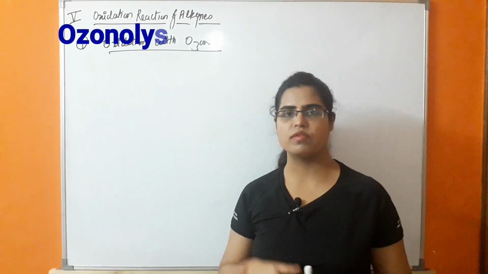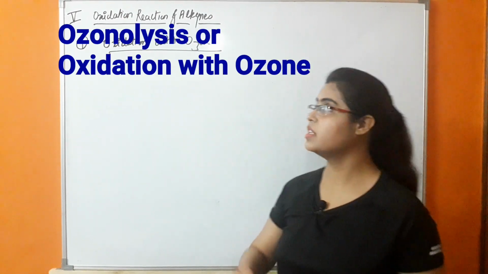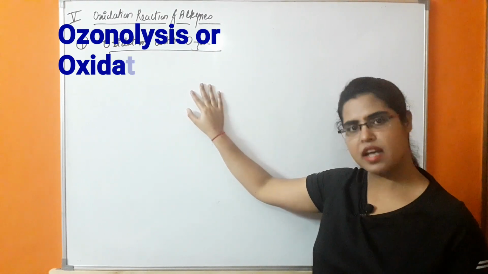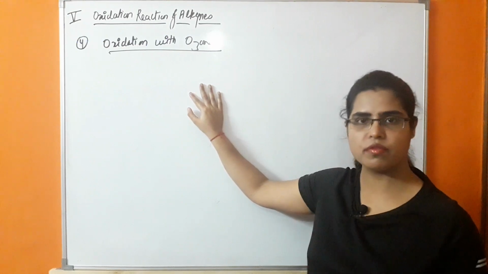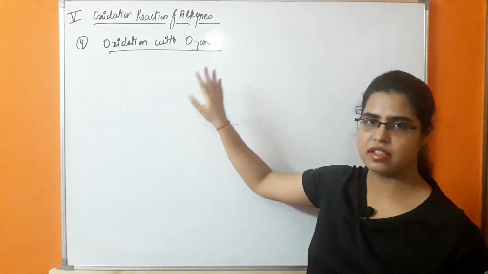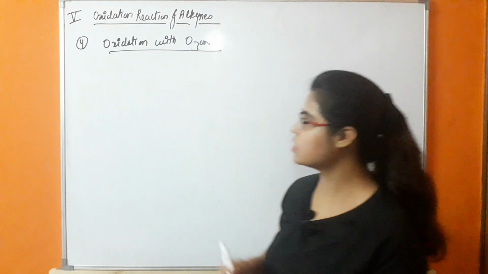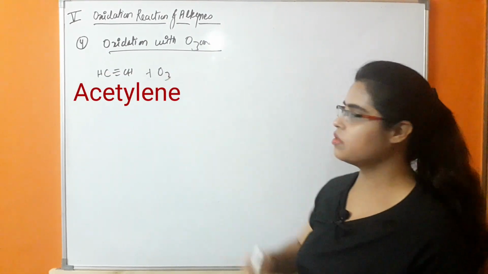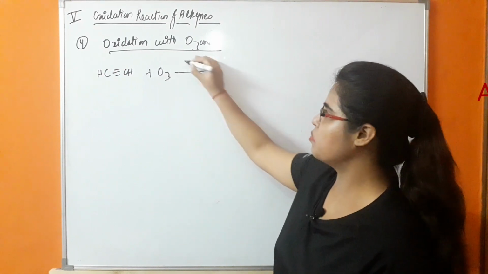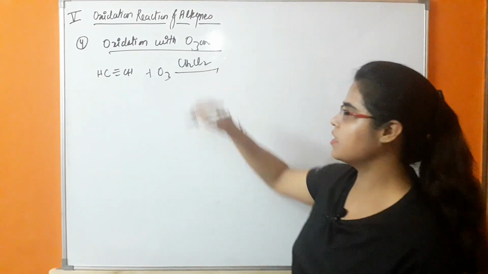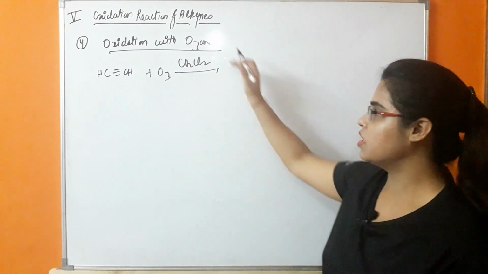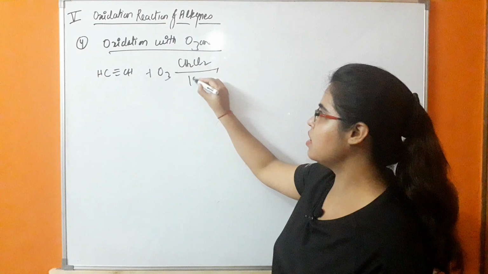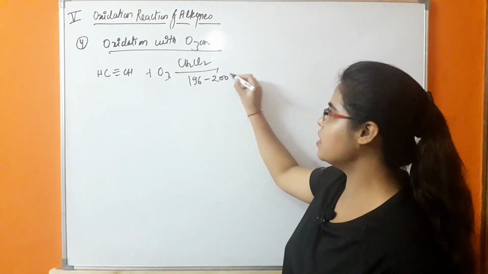Next oxidation reaction which is shown in alkyne will be represented by reaction with ozone. So what is the reaction in this case? We have studied ozonolysis in the case of alkenes. Similar reaction will be taking place in this case. So what is happening? First of all, this acetylene will react with ozone in the presence of inert solvent, that is CH2Cl2. The temperature of this reaction mixture is 196 to 200 Kelvin.